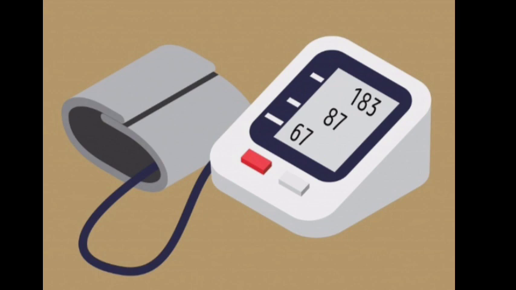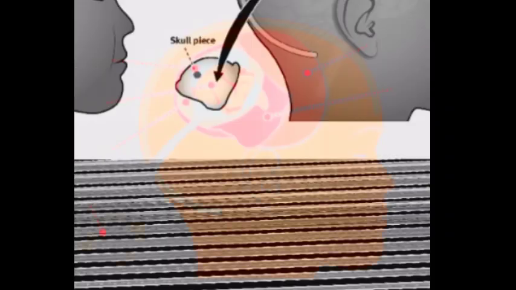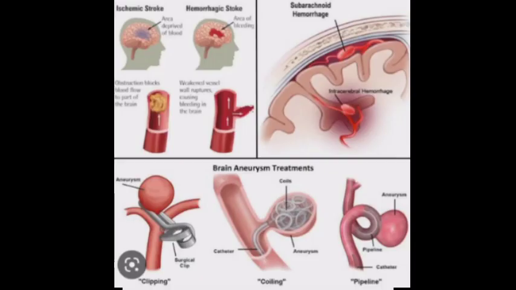Either they will go for craniotomy, in which they open the skull and decrease the pressure in the brain, or they go for coiling, in which they place a coil and stop the bleeding, or they clip the vessel by opening the brain. So that is how you manage a hemorrhagic stroke patient.